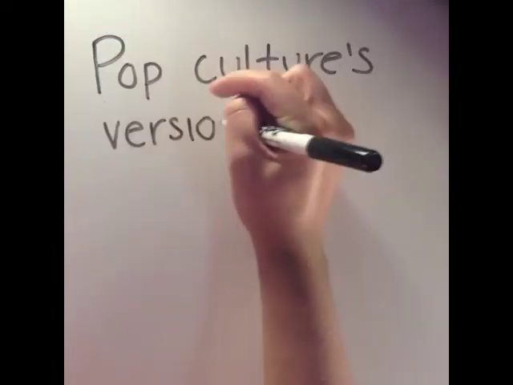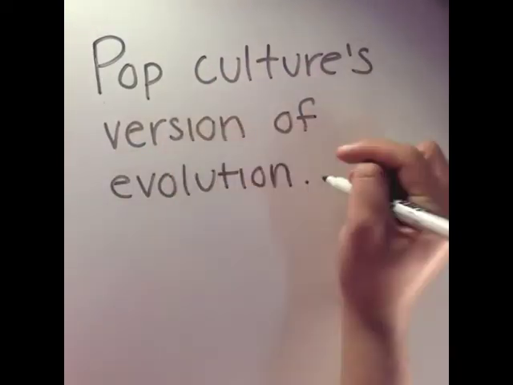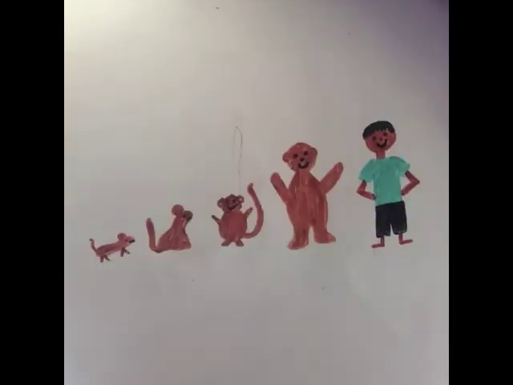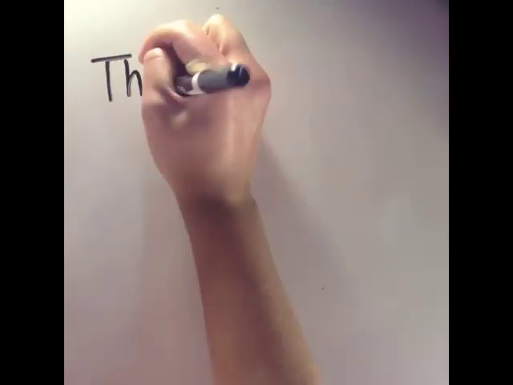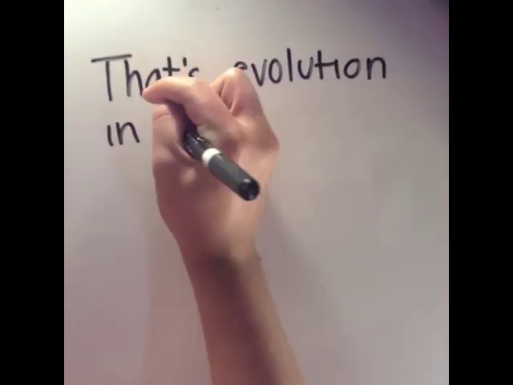Pop culture's version of evolution. Why it's wrong. This idea does not suggest branch lineage, it implies direct lineage. That humans came from monkeys who came from smaller mammals, which is just not true. Though all living things share a common ancestor, evolution is not a straight line of descent. It also suggests that evolution happens within an individual, but evolution is within an entire population. So that's evolution in a nutshell.